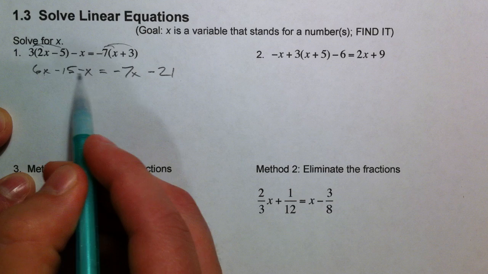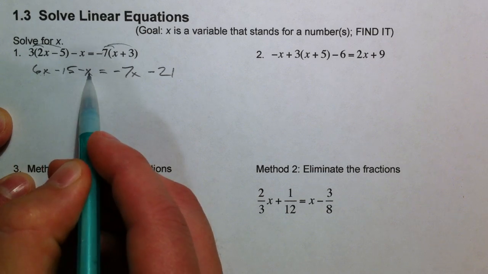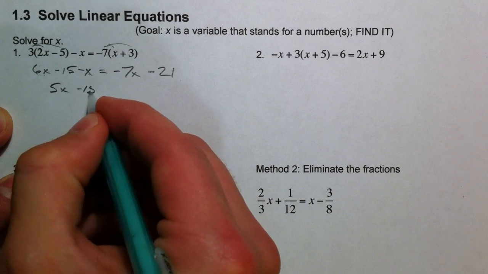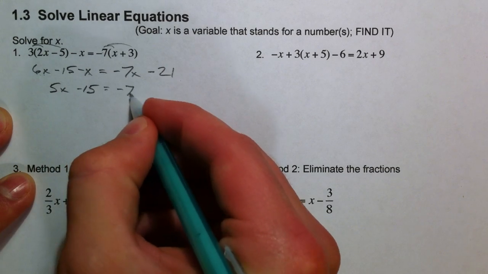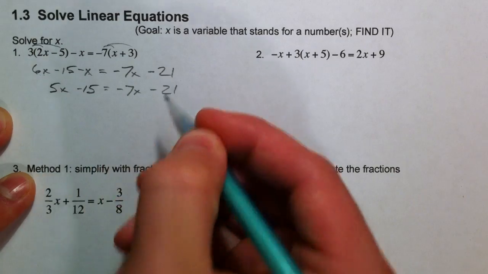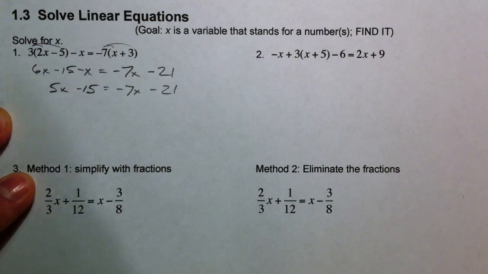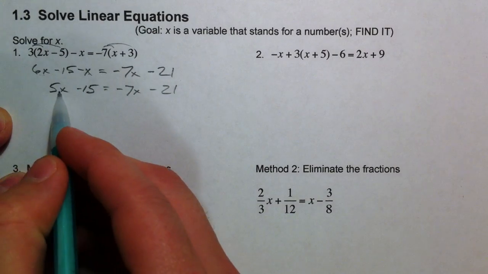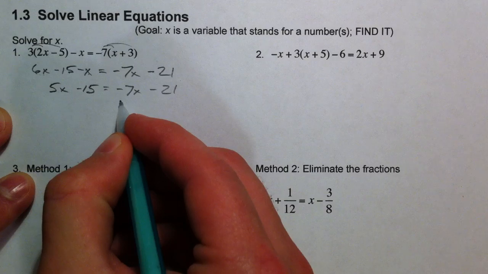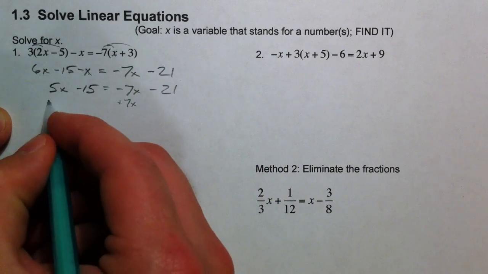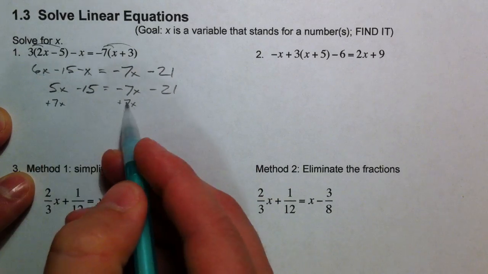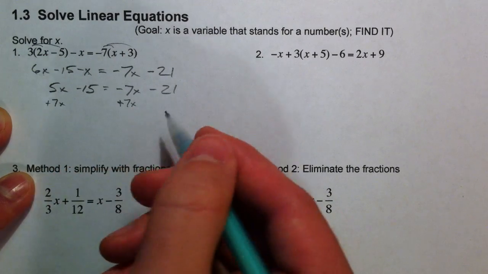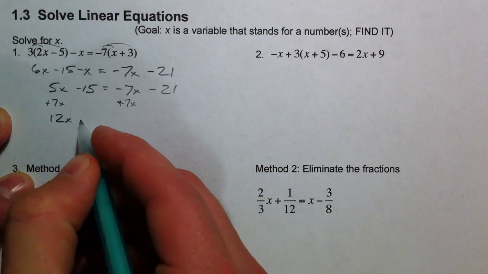And then we have some like terms on the left here. 6x minus x is 5x. And then we still have the negative 15. And so now we've simplified the left-hand side. Now let's just get all of the x's on the same side. So add 7x to both sides. Add 7x. And you could subtract 5x. I add 7x to avoid the negatives. Don't know why. Just an aversion to the negatives.